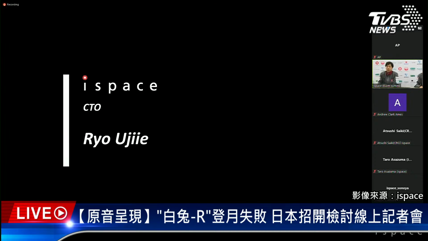Okay, hello everyone. I'm Ryo Ujie, CTO of iSpace. From this part, I'm going to explain what happened at the very last moment of our landing sequence. Before explaining the cause, first of all, let me play back our planned orbit sequence. Please move on to the next slide.